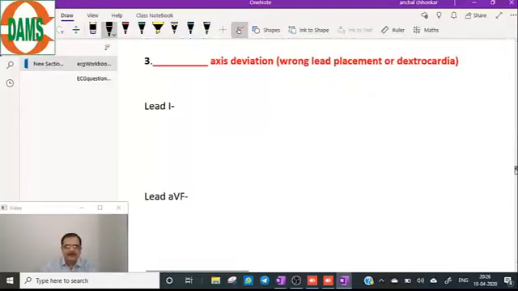Now there is a case of dextrocardia. So in dextrocardia, what happens? The value of left axis deviation will be above minus 30 degrees. Now what will happen if the left ventricle is on the right side and posteriorly placed?